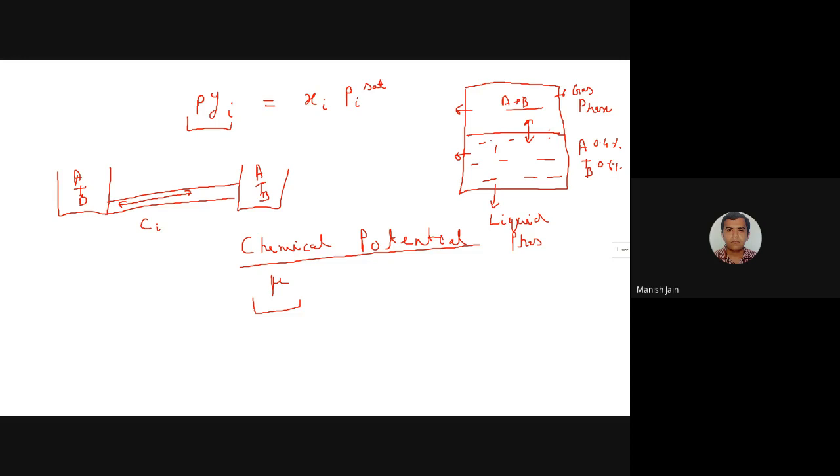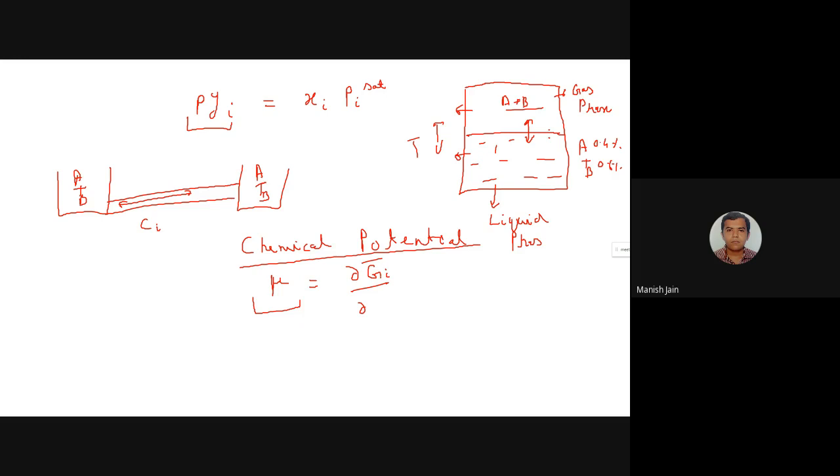Suppose material is transferring due to heat, due to a temperature difference. Then chemical potential may be equal to the temperature difference. Suppose material is transferred due to a pressure difference, then chemical potential will be the pressure difference. So any force or any property which acts as a driving force for mass transfer is chemical potential. Thermodynamically, chemical potential is represented by the partial Gibbs free energy. You will study this.